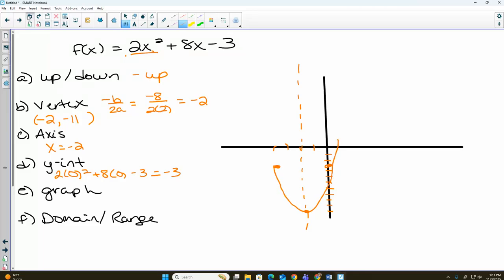Oops. But hopefully yours looks better. What's the domain of that parabola? Every time, domain is always negative infinity to infinity. My range is starting down here, my lowest point, which was the y value, negative 11, and going up, so negative 11 to infinity.